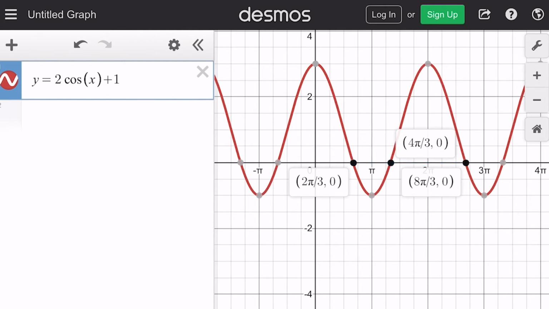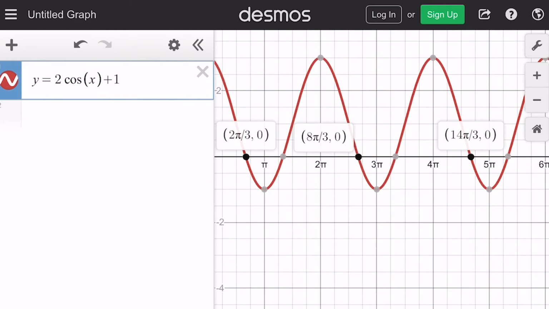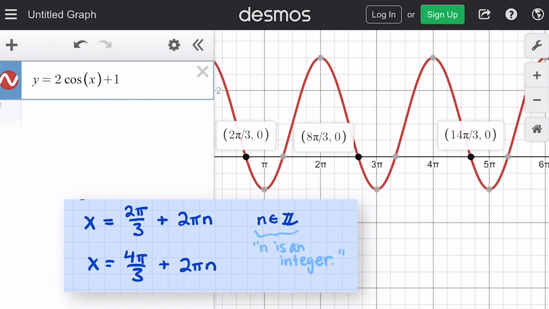Let me just turn the 4 pi over 3 off for a moment. So these are 2 pi apart. We could also subtract 2 pi from 2 pi over 3, and that would have given us this particular solution of negative 4 pi over 3. So notice that if we just keep adding 2 pi, we'll find more and more solutions. So that's why we can state this particular family of solutions as the original one, 2 pi over 3, plus an integer multiple of 2 pi.